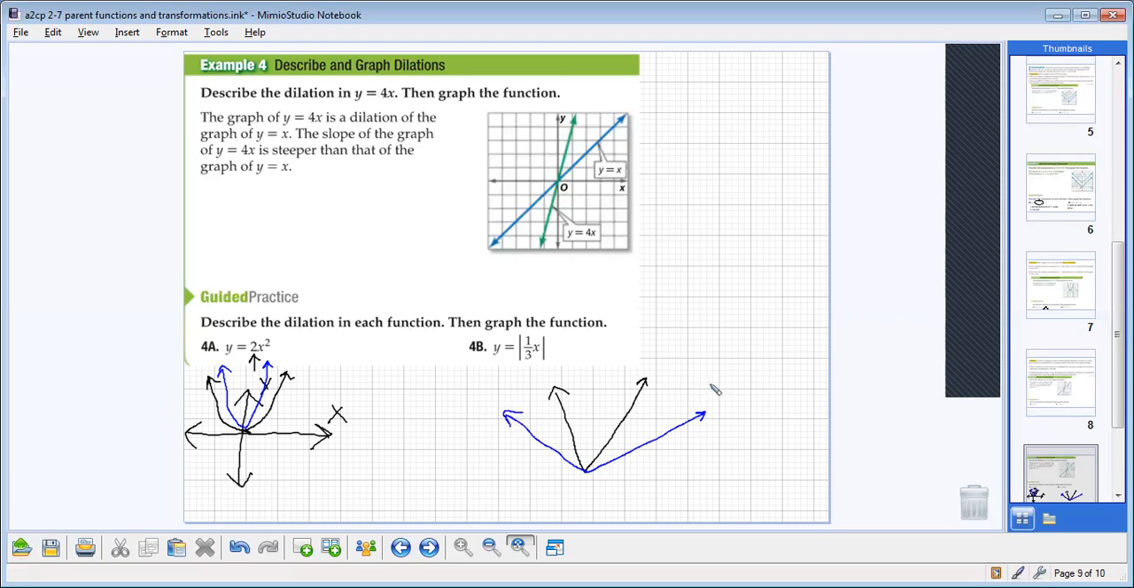All right, looking at those, I hope this was helpful to you. And I hope that you're able to identify the key parts of the transformations of graphs.